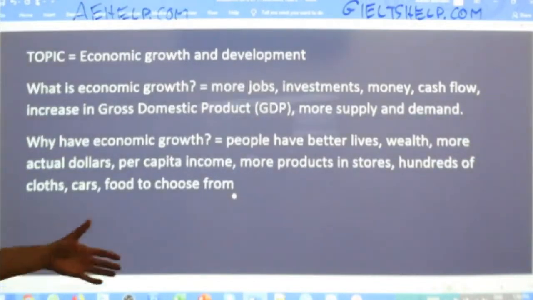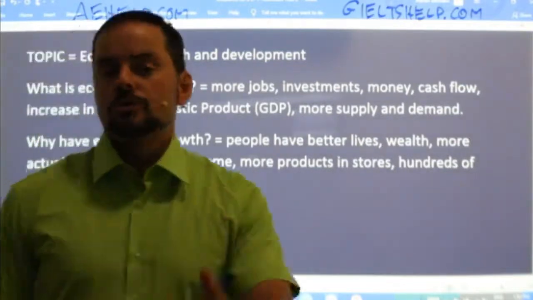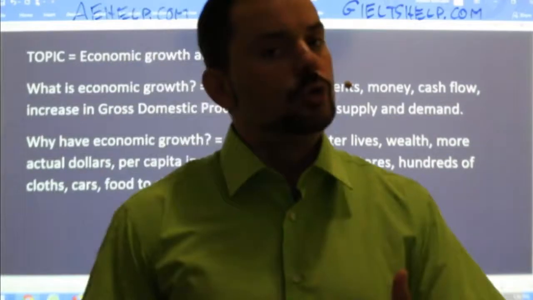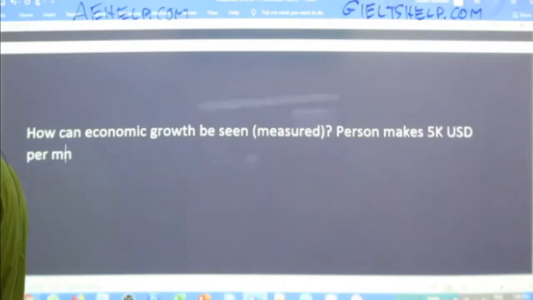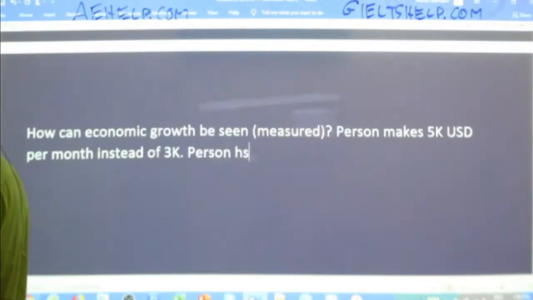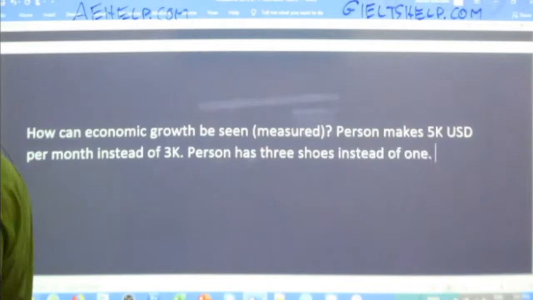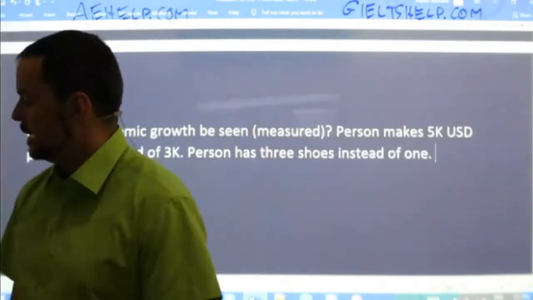It's great. Yeah, so we actually have more products, right? We have more shoes in our closet. We have more cars in our garage. We have 2 or 3 cars instead of 1 car. All right, sure. So that would also answer the how. How can economic growth be seen? Or another way to say it is measured. Okay, we could say person makes 5K USD per month instead of 3K, just like what I said. Or person has 3 shoes instead of 1, right? So that's how we can actually see that development, right? New buildings, new schools.